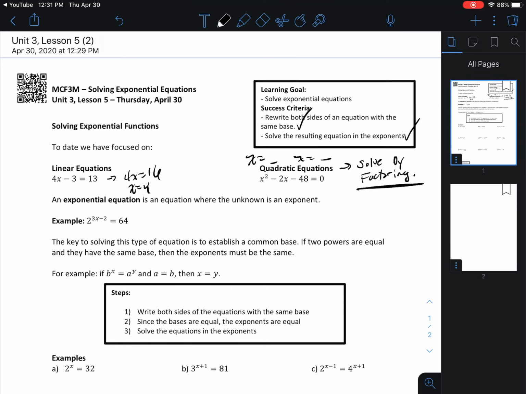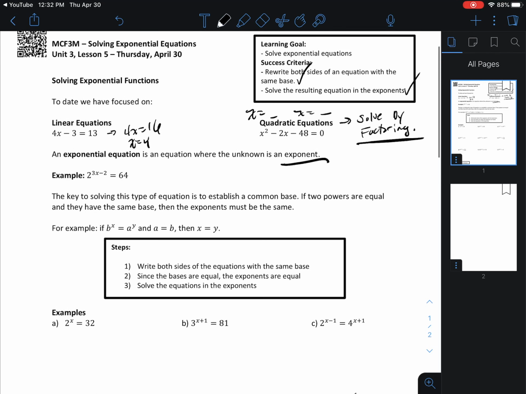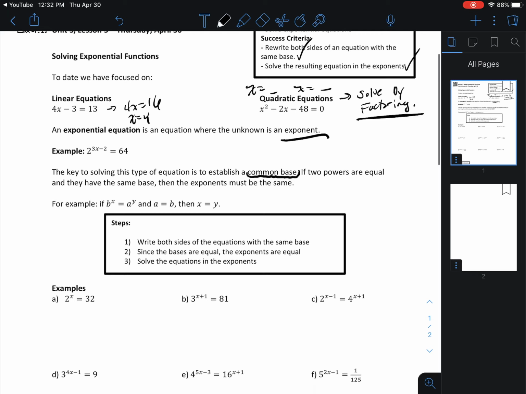Today, solving exponentials is a little bit different and probably more fun, or more satisfying, than factoring, because we're going to actually implement some of our linear equation solving methods into solving exponentials, okay? So an exponential equation is an equation where the unknown is in the exponent. You can see that here. The unknown is in the exponent this time. And the key to solving this type of equation is to establish a common base.